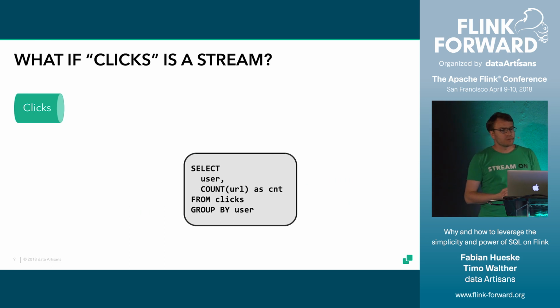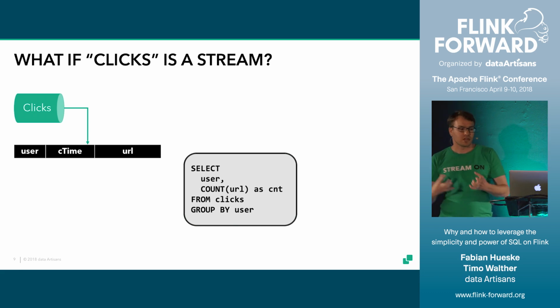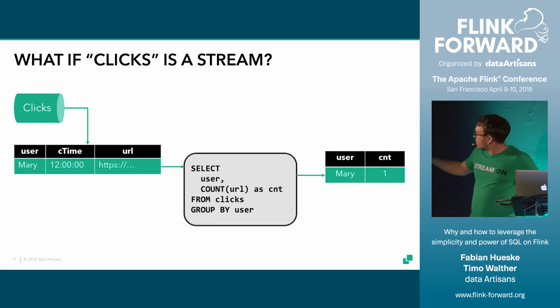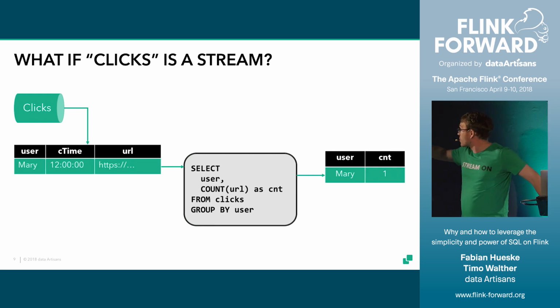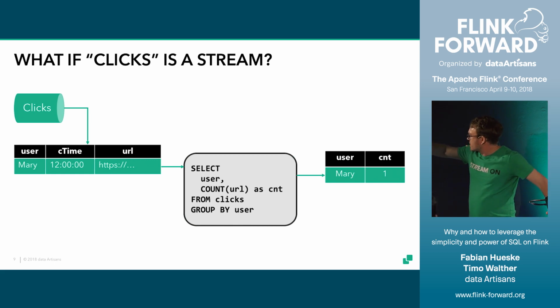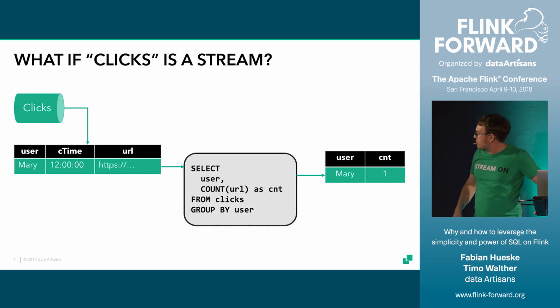If clicks is a stream, this is a little bit different. If it is a stream, we don't have the full data set available at one time, right? So the data arrives over time. Whenever we get a new record, we give it, so to say, into the query and produce a result. So if the query says group by user and then a simple count, we get a record for a user Mary. What the query does is then it produces a result row with Mary with a count of 1, because this is the first row that we've seen.